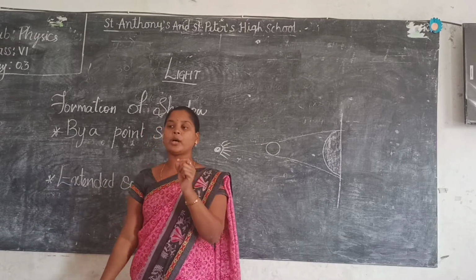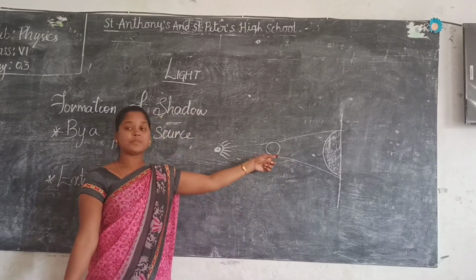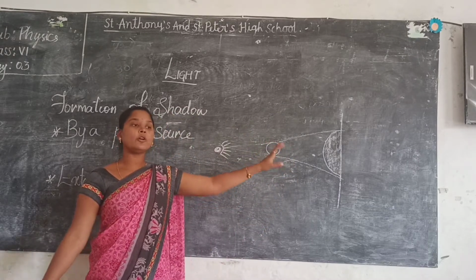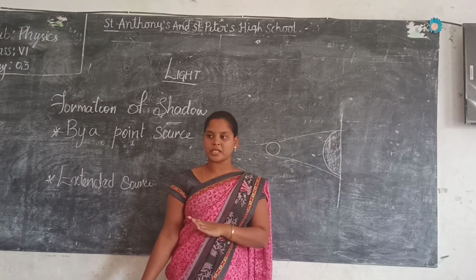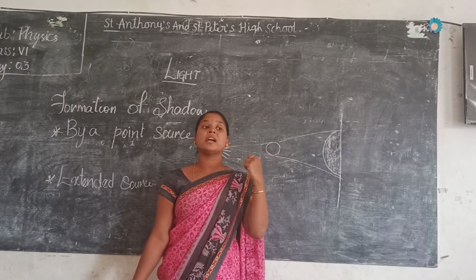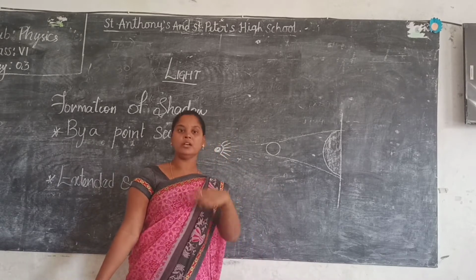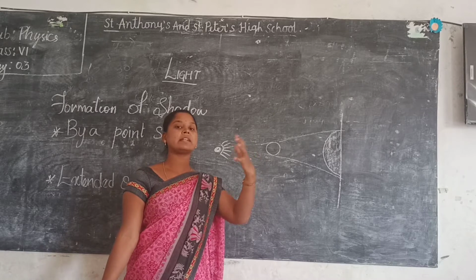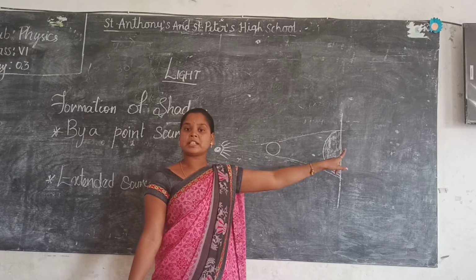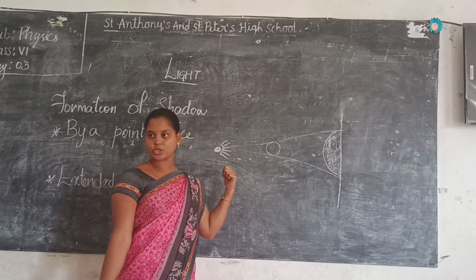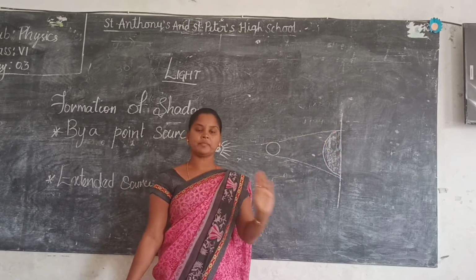Clear? When the point source of light is there, in the path of point source of light, if an object is placed, we can see only the umbra region of the shadow. Understood everyone? Umbra region means middle part which is darker region. Penumbra region is around the umbra region where only partial amount of light is passed. So when an object is placed in the path of point source of light, only umbra region is formed. Penumbra region is not formed.